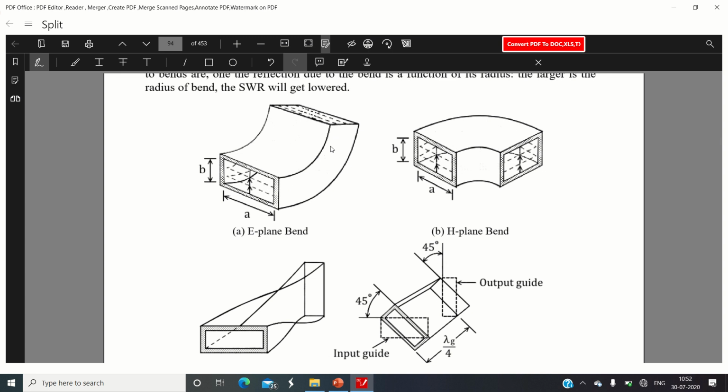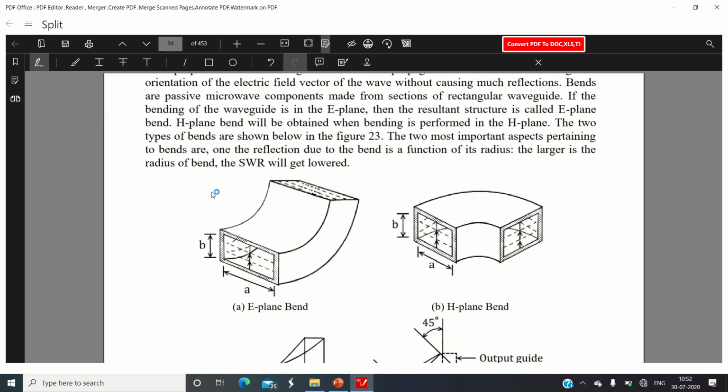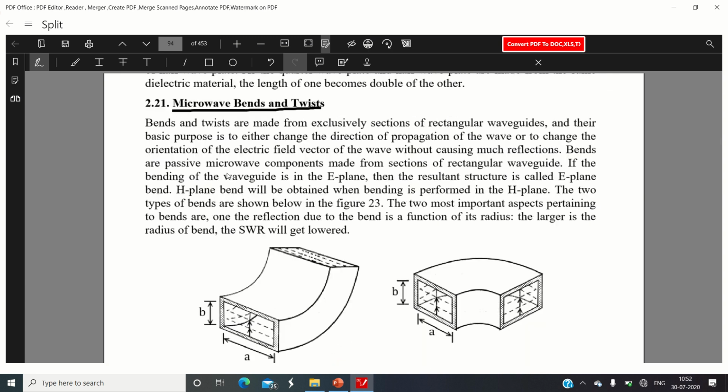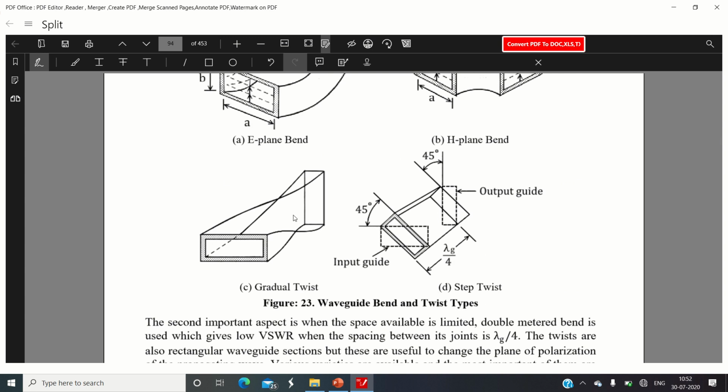So this is an E plane bend, in which the microwave signal can be bent from one plane to another plane in a vertical direction. Similarly, if you want to rotate the microwave signal in the horizontal plane from one plane to another plane, we can make use of an H plane bend over here. Okay, so those are the bends. Now the twists are shown over here.